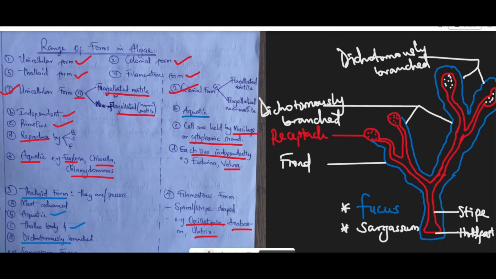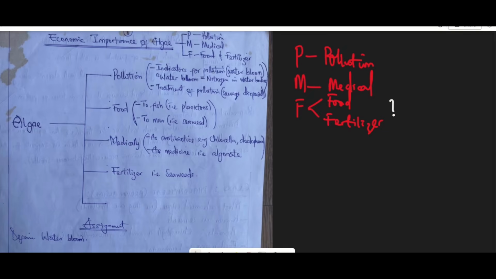And lastly, we'll go into the economic importance of algae. The following are the economic importance of algae, and this economic importance is generally classified into four. We have PMF. The F carries 2 bullet points. The P tells you pollution. The next tells you medical, that is, they are used in the medical field. The next tells you about how they are used in the food industry or in the production of food, or how they affect yield of food. Then the last one is talking about fertilizer. So these two still talk about the agricultural importance.